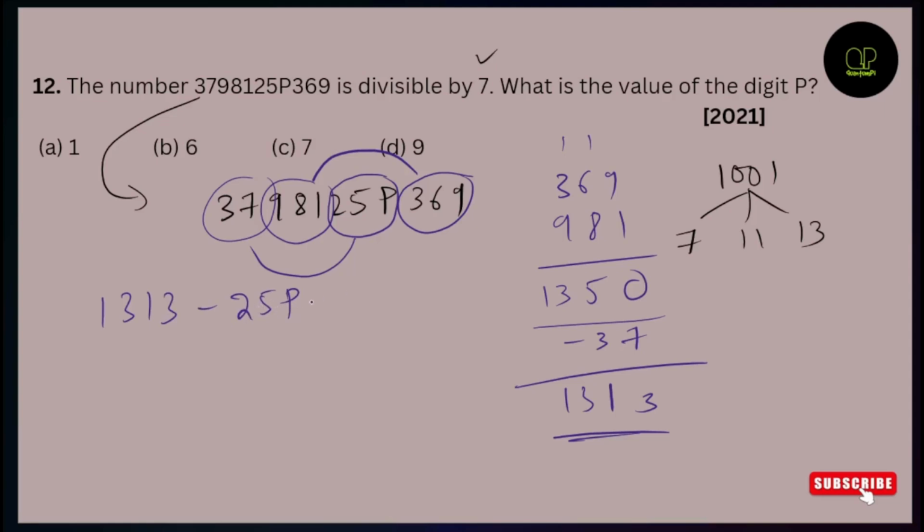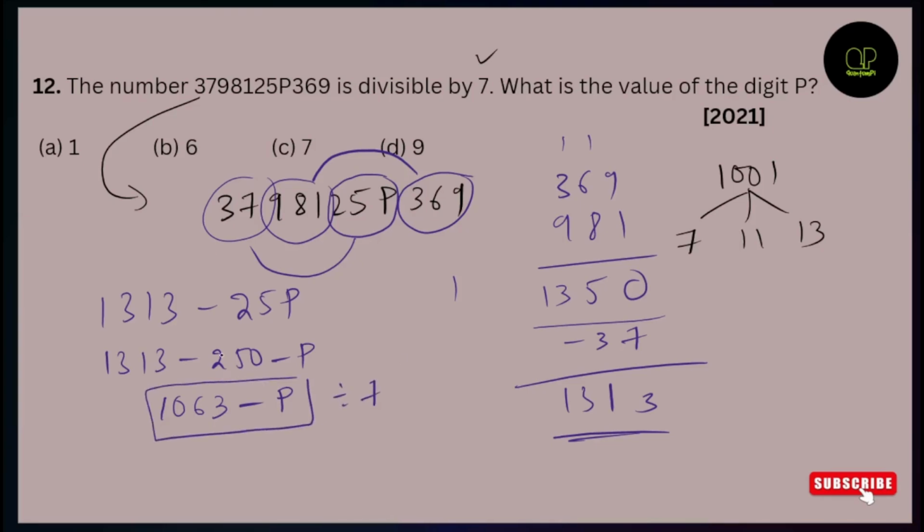So if p is 1, it is 251. P is 7, it is 257. So I can write this as 1313 minus 250 minus p. 1313 minus 200 is 1113. 1113 minus 50 is 1063. 1063 minus this p should be divisible by 7.